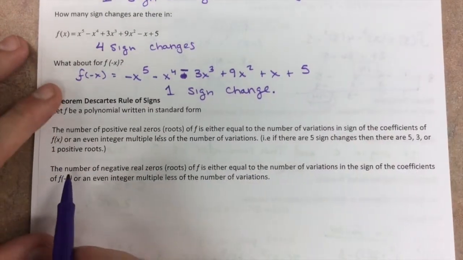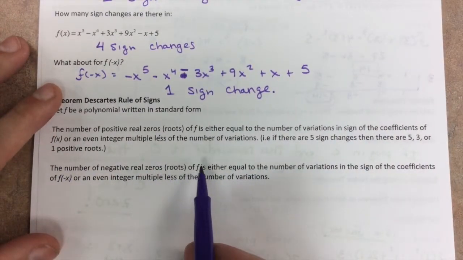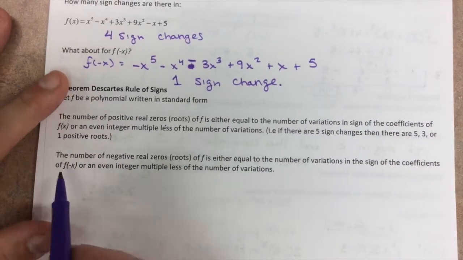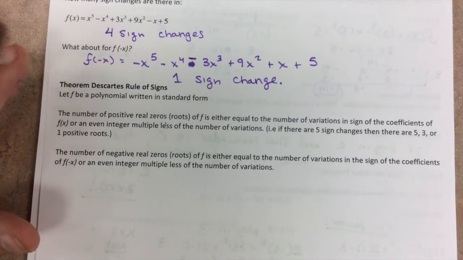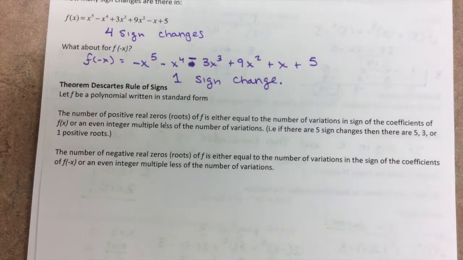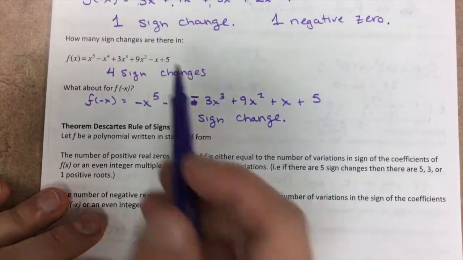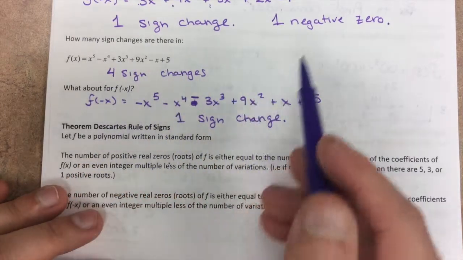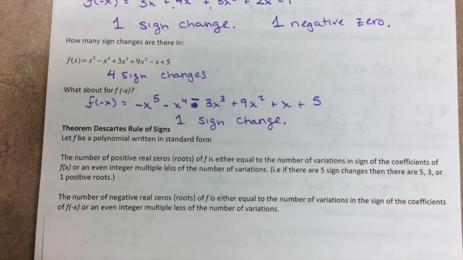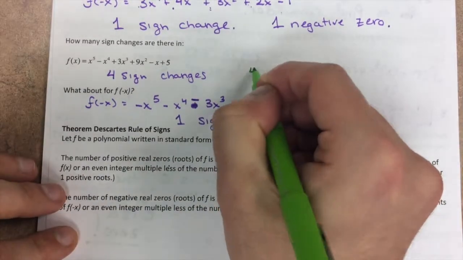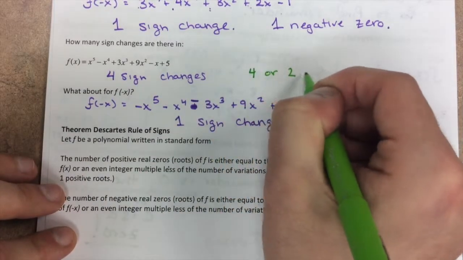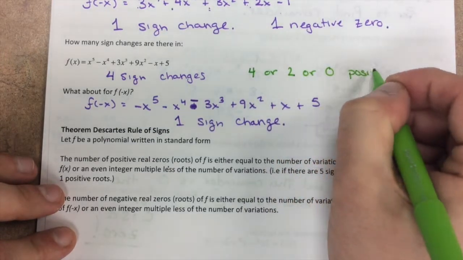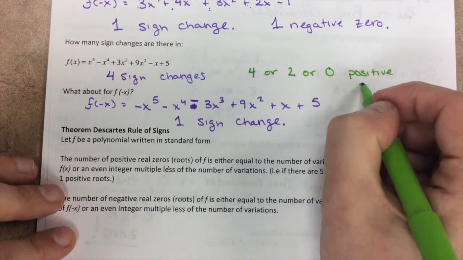So then we read the second part. The number of negative zeros of f is either equal to the number of variations of sign of the coefficients of f of negative x. So that's why we plug in that negative to figure out how many negative zeros we have. So again, we look at the example above. There are 4 sign changes. So that means we have, I'm going to write this in a different color, 4 or 2 or 0 positive zeros.